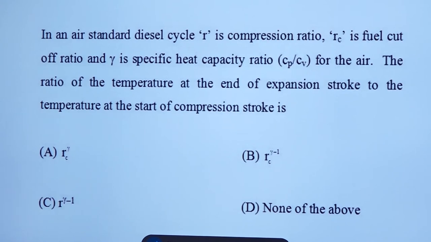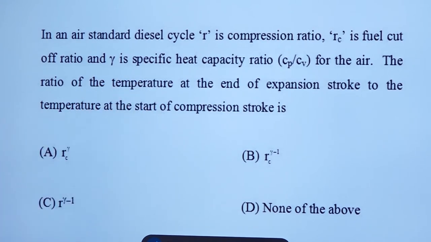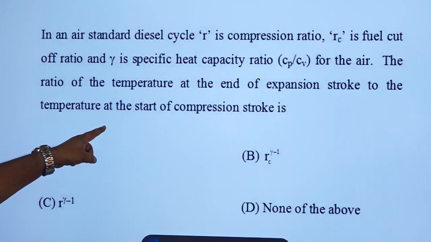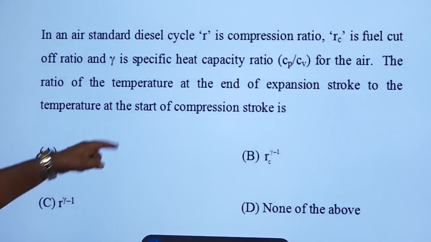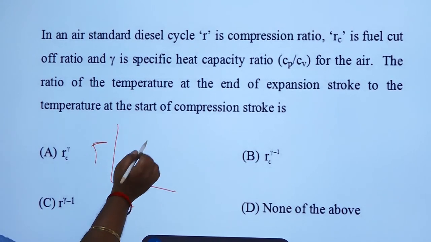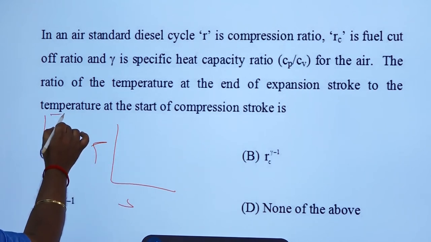Now we go to this problem, where rc is the fuel cutoff ratio and gamma is the specific heat ratio. The ratio of temperature at the end of the expansion stroke to the temperature at the start of the expansion, the compression stroke. In the TS diagram and the PV diagram, you can see like this.